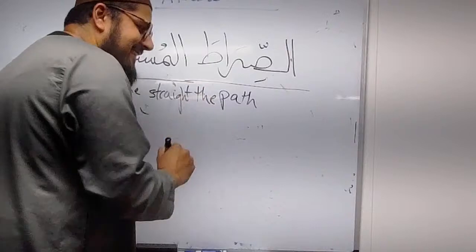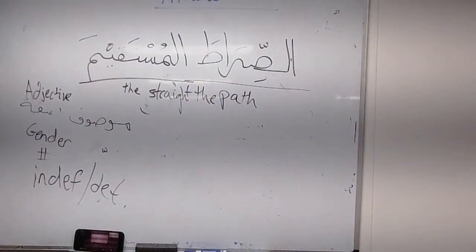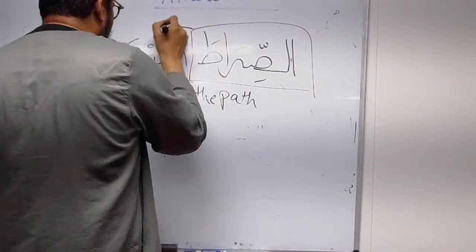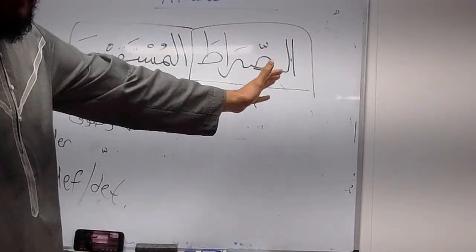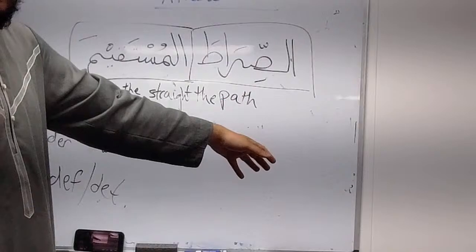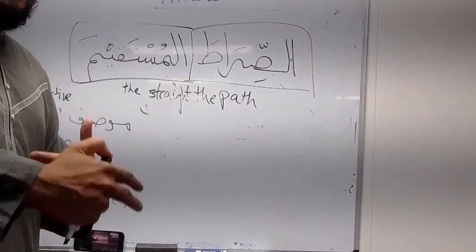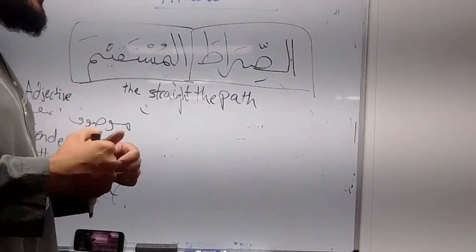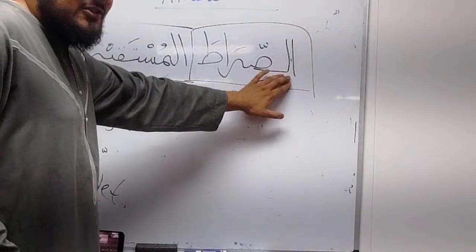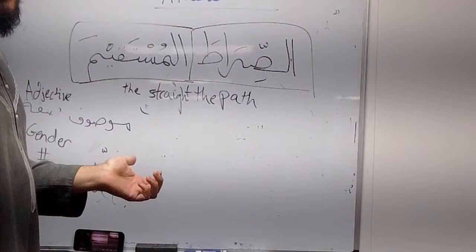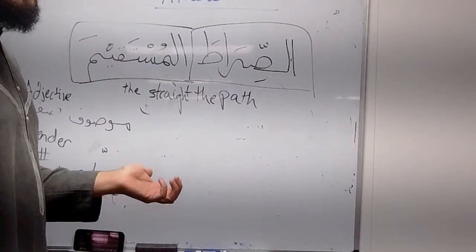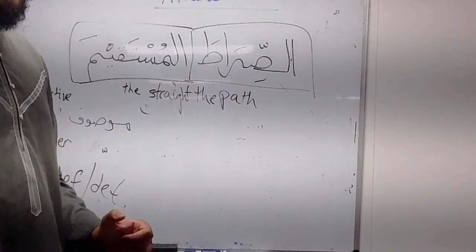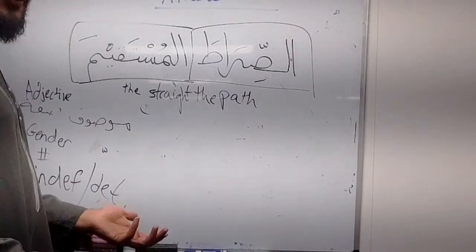So we have the straight and we have the path. In English, what would the order of this translation be? The straight, and then we would have path. And we wouldn't say the path in English, because in English, we don't have to restate the definiteness. In Arabic, if you have the here, the describing word also has to have the. So we're not going to say, guide us to the straight the path. We're just going to say, guide us to the straight path, because English doesn't have multiple definite articles. But Arabic does.